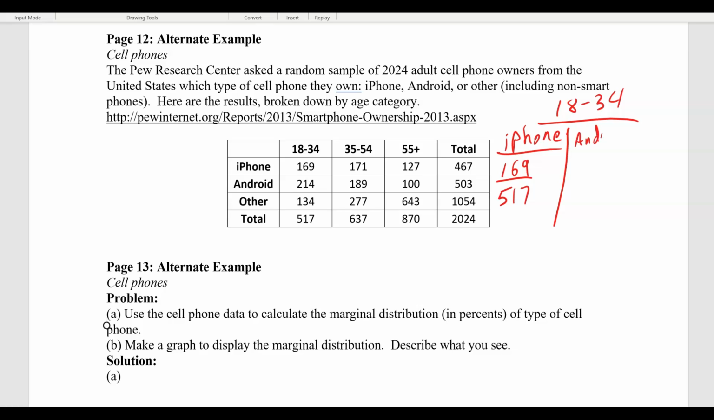Then we have the Android. And what happened there? There's 214, again, out of the 517. So the big change there is my denominator. If it's a conditional distribution, they're adding a condition on it. The condition here was 18 to 34-year-olds. And then finally, we have the other, and that would be 134 out of 517. And of course, I can do the same thing. I can make that into percentages. Now, what's going to be really helpful is I'm going to do that 2 more times. I'm going to do it for 35 to 54-year-olds, and I'm going to do it for the 55 plus, right? And then I can look at those 3 distributions. That's what I want to do next. So let's see what that looks like.